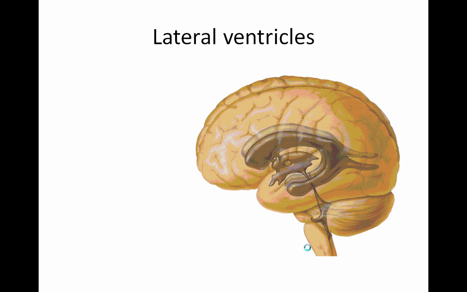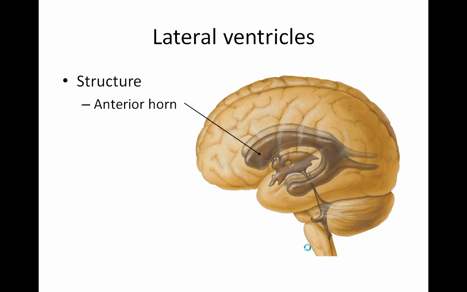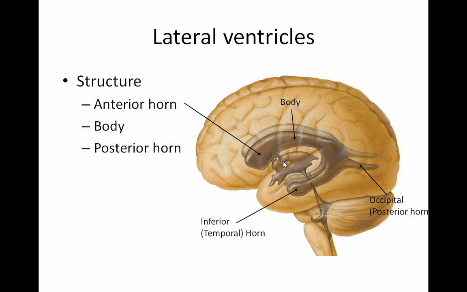The first thing that we'll look at is the lateral ventricles, and then we'll look at the third ventricle, and we'll leave the fourth ventricle to consider with the brainstem. So, talking about the lateral ventricles first, the first thing we need to consider is their structure. The basic parts of the lateral ventricle are the anterior horn or frontal horn within the frontal lobe. Then we've got the body, which lies immediately above the thalamus. We have the posterior or occipital horn, which projects into the occipital lobe. And finally we have the inferior or temporal horn, which projects into the temporal lobe.